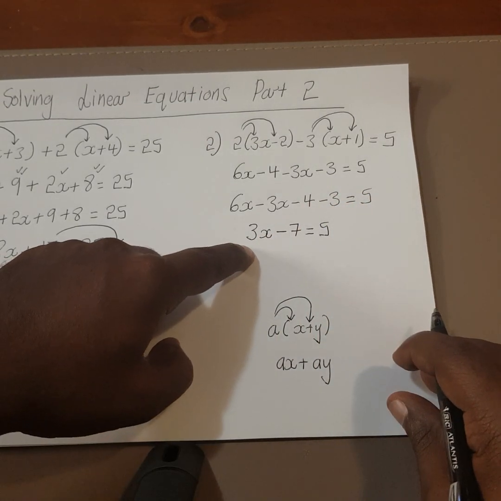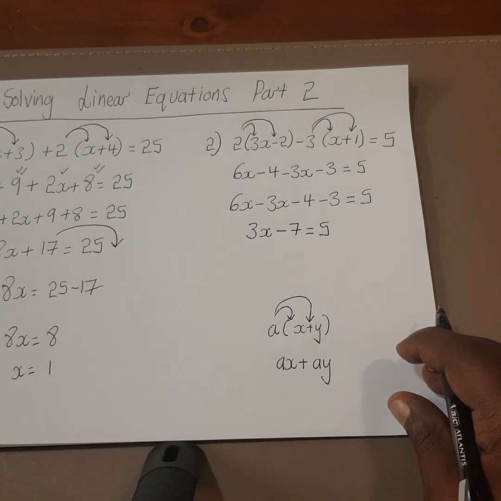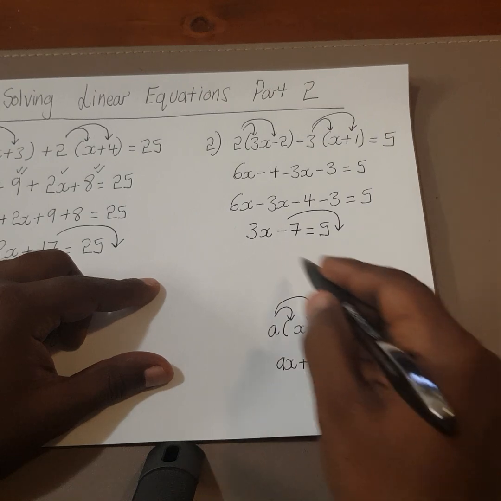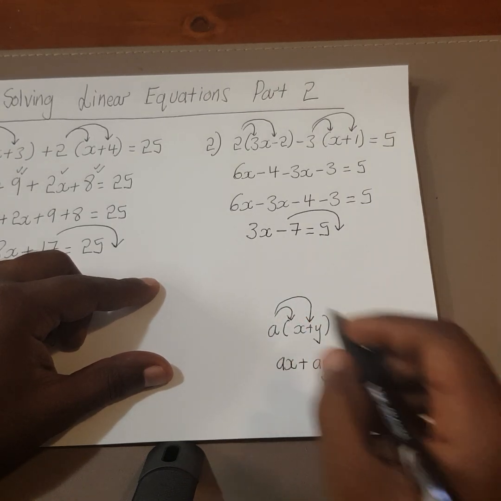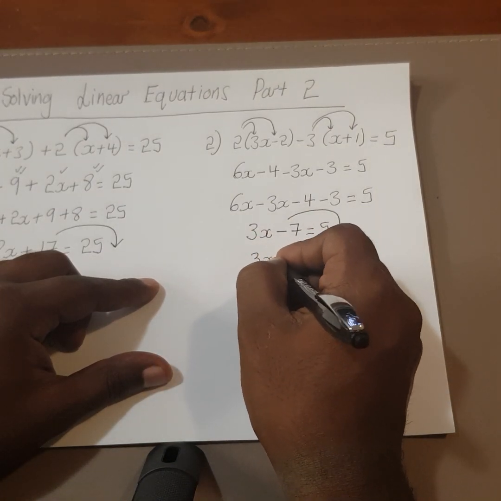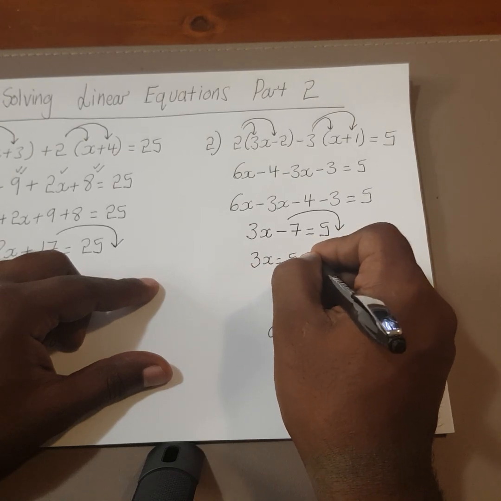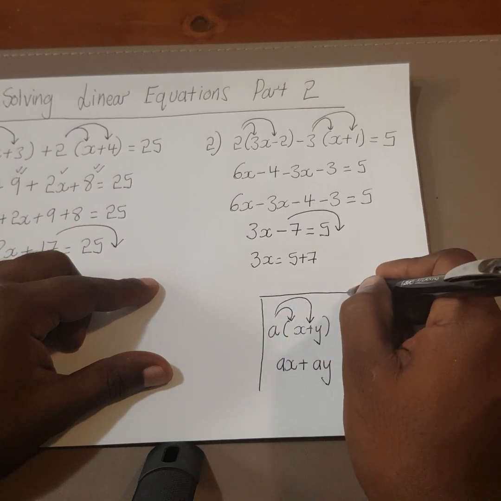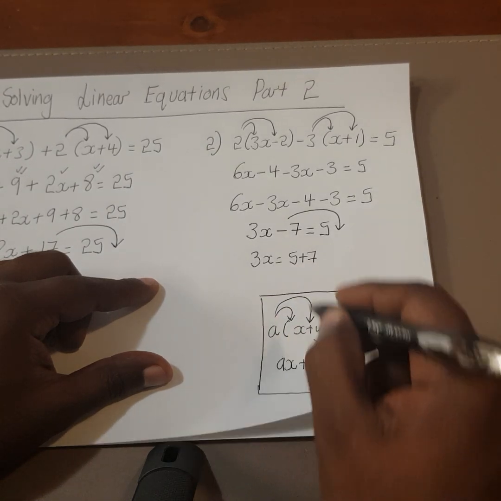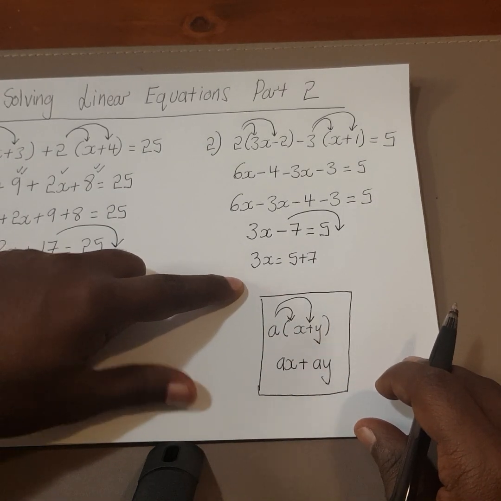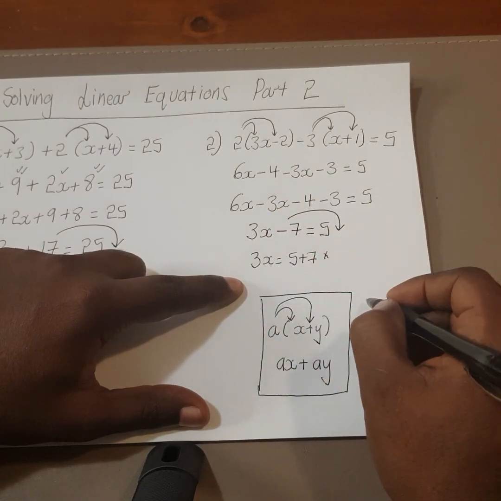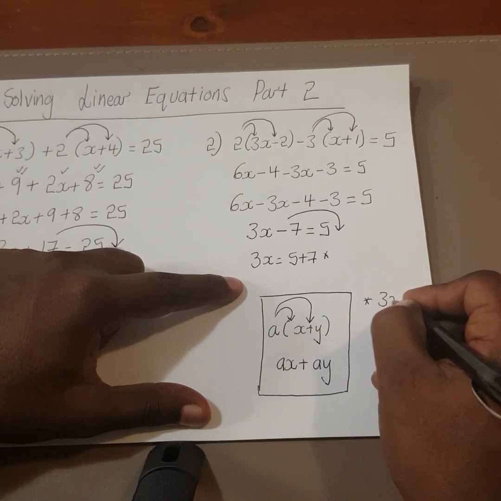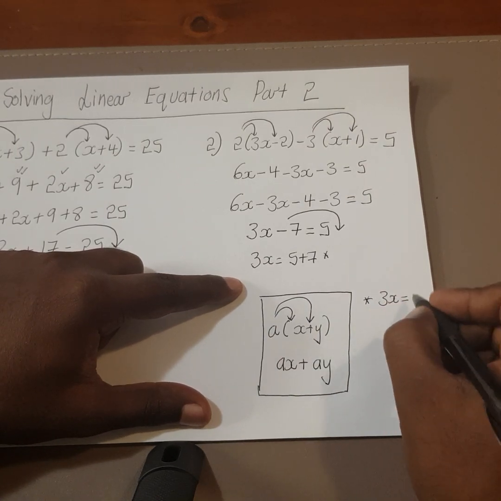So this is exactly the basic linear equation. What do we do from there? We now move the negative 7 over. All right, so that negative 7 now becomes positive 7. So 3x is equal to 5 plus 7. All right, I'll just put this aside so that it does not disturb our understanding here. So I'll just move it here so you can see there's extra space. So 3x is equal to 5 plus 7, which is 12.